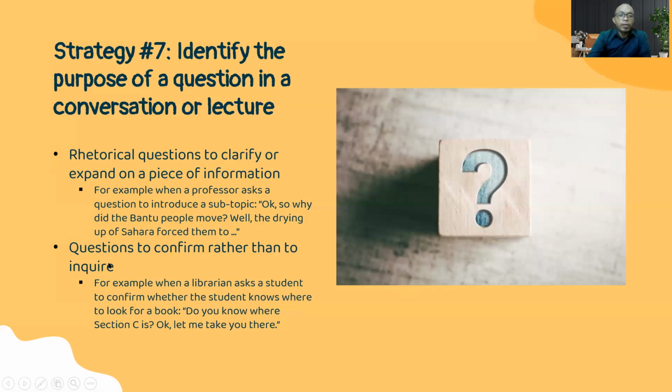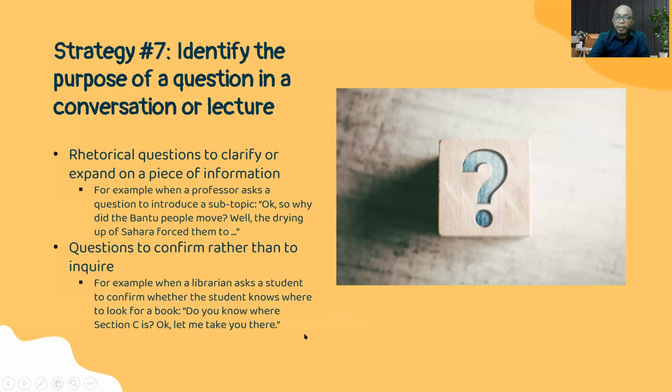And then there are also questions to confirm rather than to inquire, all right? So for example, when a librarian asks a student to confirm whether the student knows where to look for a book: Do you know where section C is?